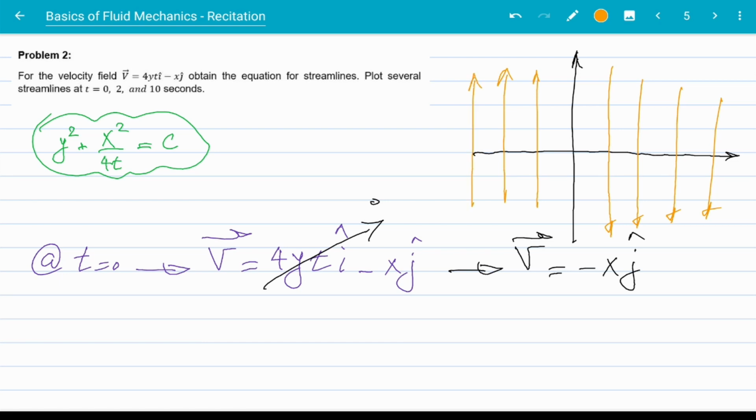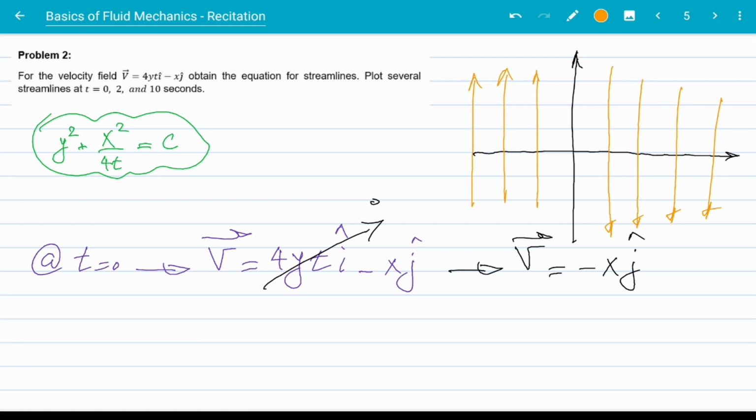They are all parallel to the y-axis. The direction of the streamline that kind of represents the direction of the flow, remember streamlines are always tangent to the flow, the velocity field, is defined by this equation. Velocity is negative x in j direction.